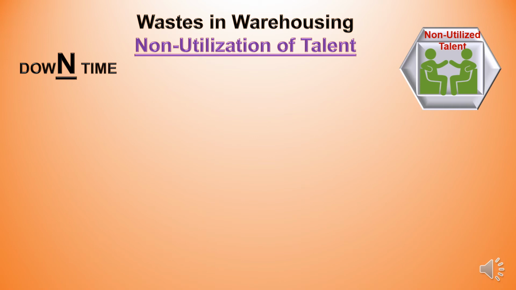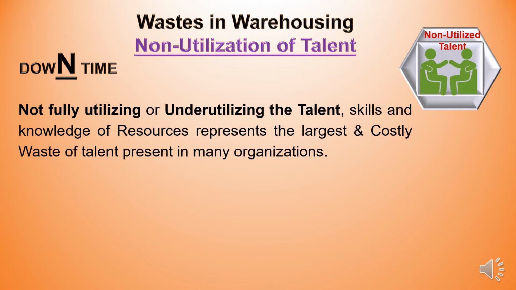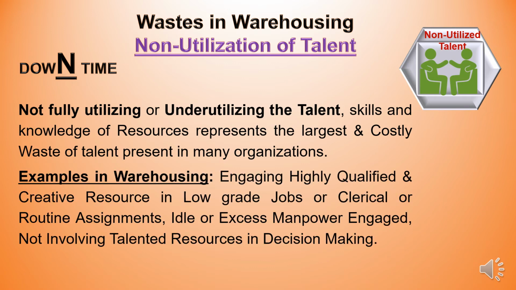Wastes in warehousing. The fourth waste in downtime, that is non-utilization of talent. Not fully utilizing or underutilizing the talent, skills and knowledge of resources represents the largest and costly waste of talent present in many organizations. Examples in warehousing: engaging highly qualified and creative resource in low-grade jobs or clerical or routine assignments, idle or excess manpower engaged, not involving talented resources in decision-making, etc.